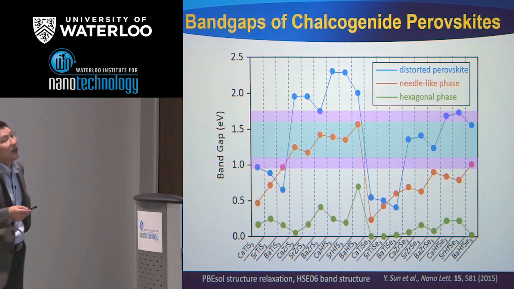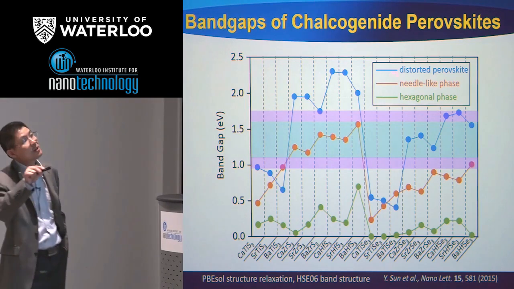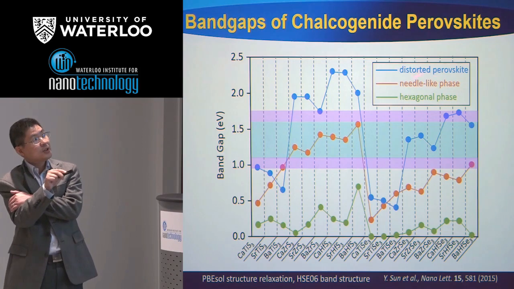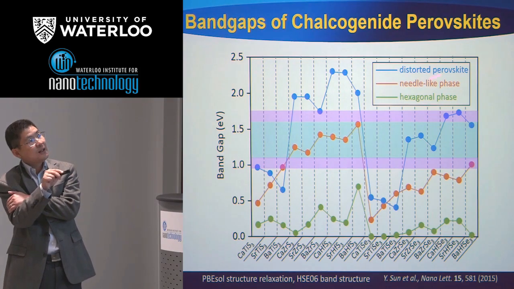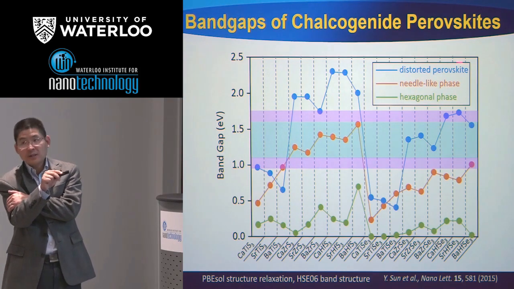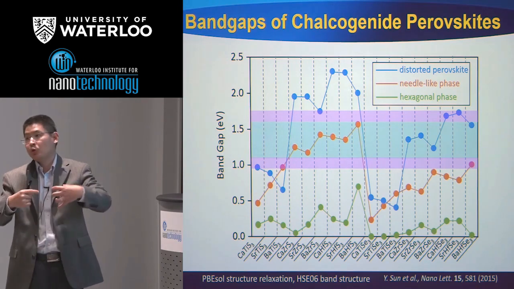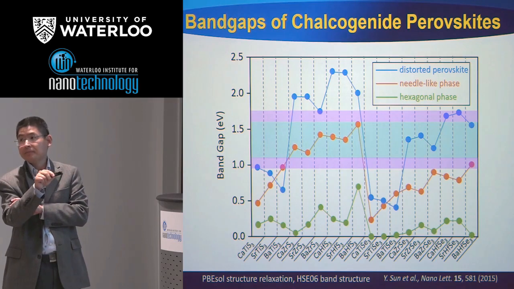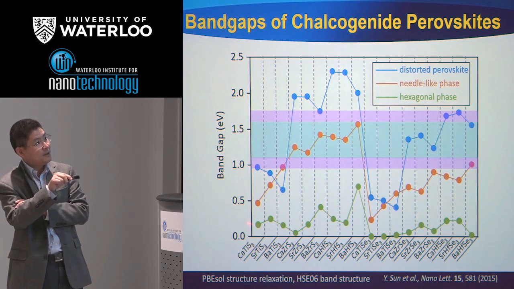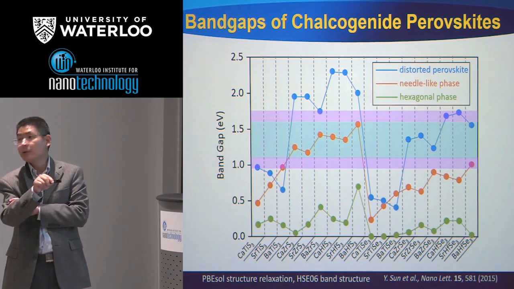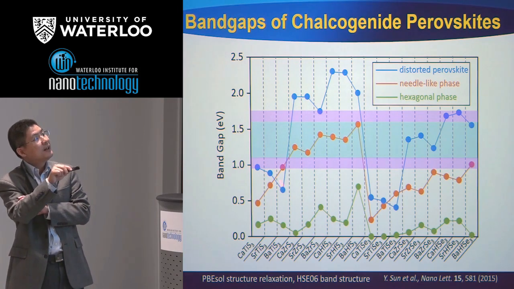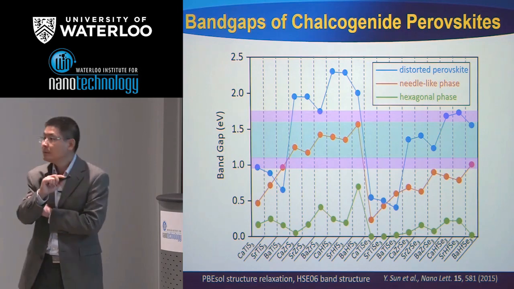In fact, these materials crystallize into different structures. One is a distorted perovskite. The other is a needle-like phase. They are basically just different distortions. And the other is a hexagonal phase. For the hexagonal phase, the band gap is very small, so it's more or less metallic. And the distorted perovskite has the highest band gap.